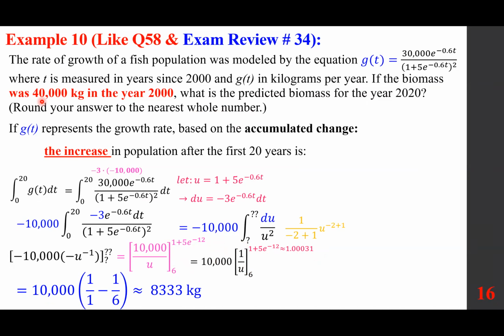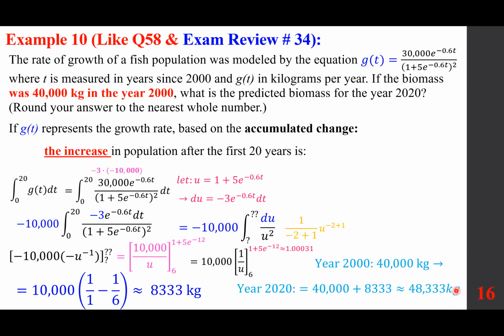And this is the amount of increase. How much did we have in the first place? The amount of biomass was 40,000 kilograms. Let's add to it. And now we have the final answer, 48,333 kilograms. So this is the accumulated change or net change theorem.